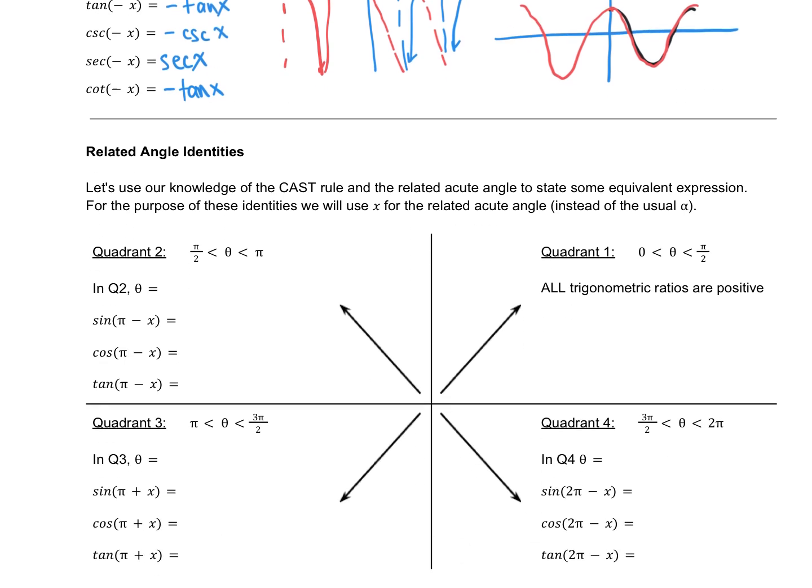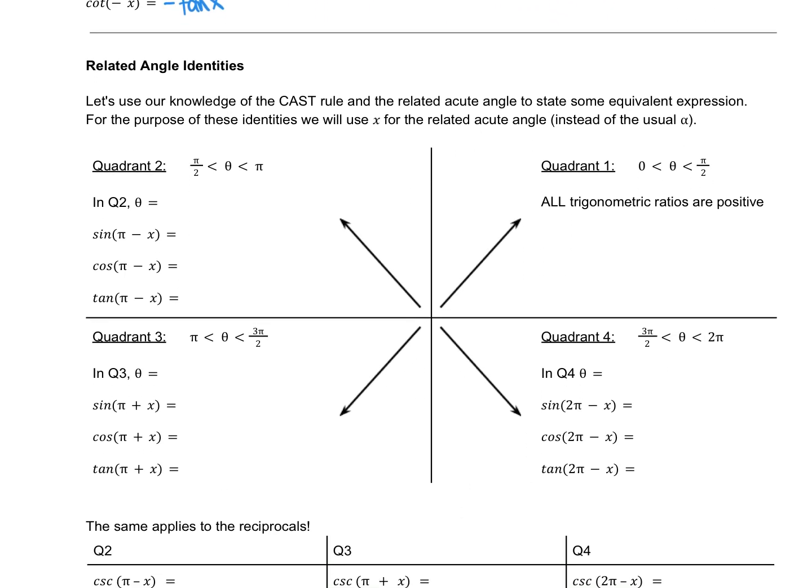Now we can move on to the related angle identities. And these ones use your knowledge of the CAST rule. And they are identities that you actually have seen in the past, they just weren't called related angle identities. So in quadrant 1, we know our angle starts from the positive x-axis, and if theta is in quadrant 1, all of our angles are positive, we know that.